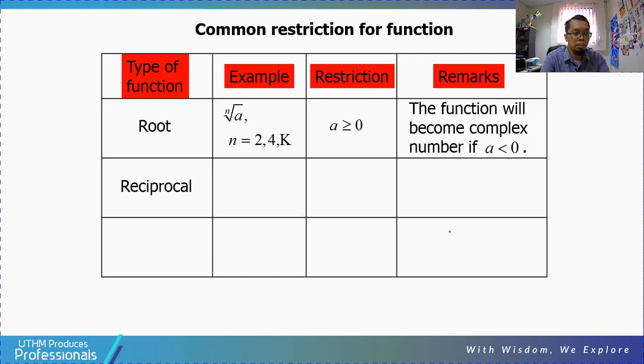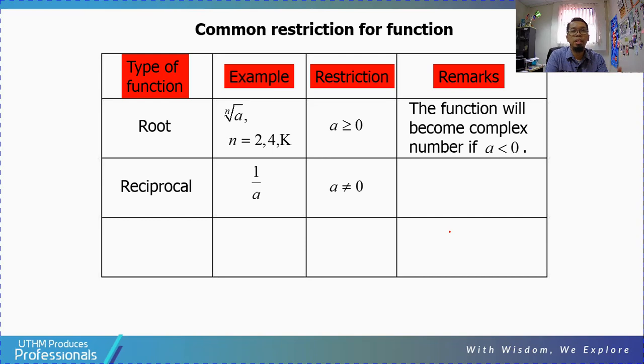So reciprocal, for the reciprocal function, pecahan, fraction 1 over a. So a must not be equal to 0. Kalau equal to 0, dia akan jadi undefined. So this is the way lah. First you need to find what is the restriction, and then baru you tahu apa restriction tu. Maksudnya value tu tak boleh ada dalam domain. If that value is in the domain, the function is undefined. So except for that value, the rest is the domain.